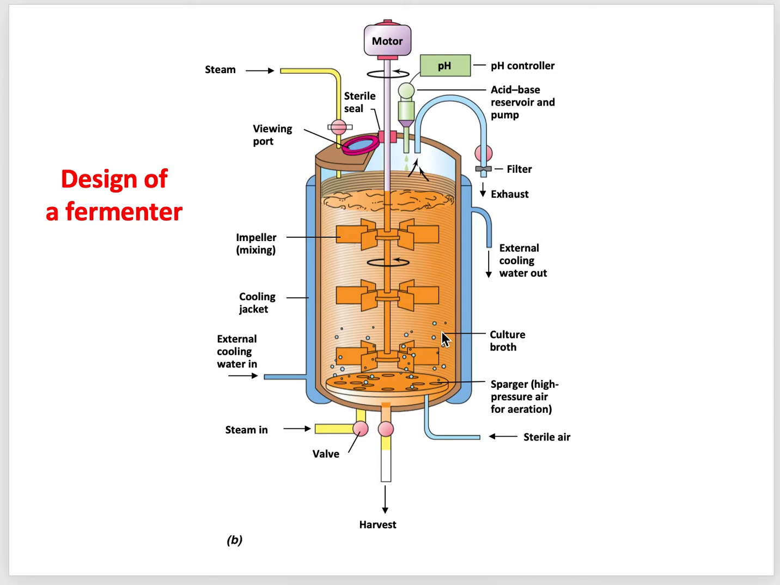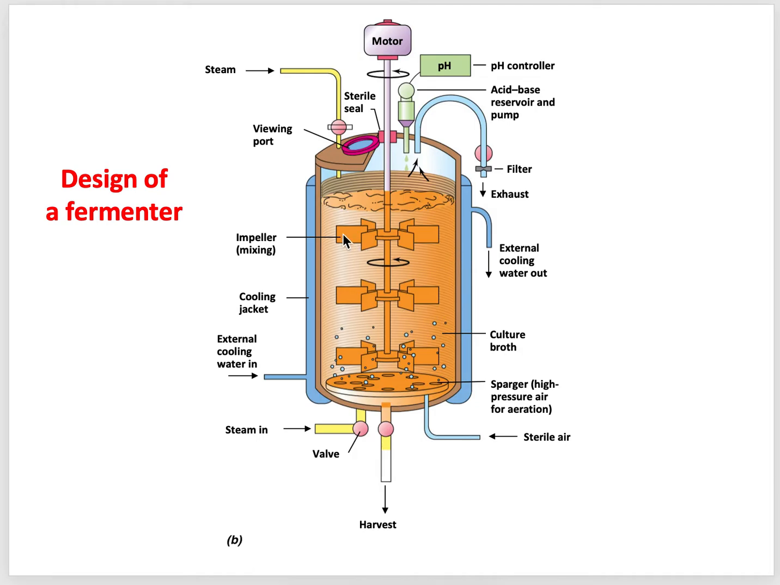And the role of impellers is to mix, for mixing. And there should be an inlet to inject sterile air into the fermenter and to sparge the gas. We use a sparger to sparge the gas inside the fermenter, and it should also contain an input point for steam.